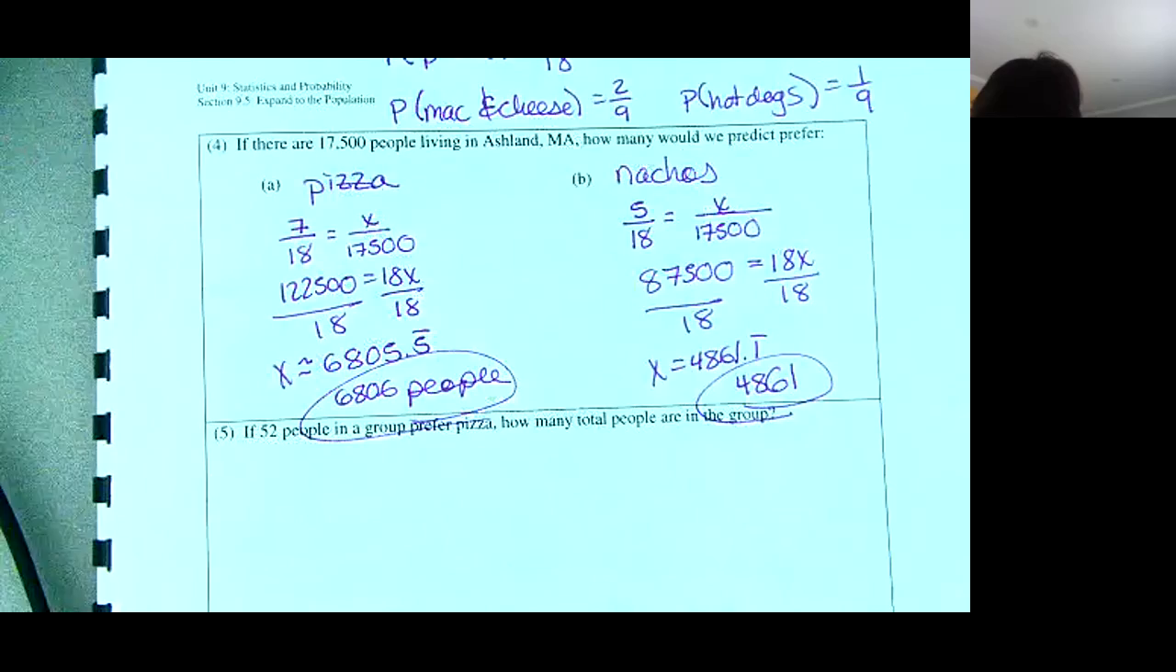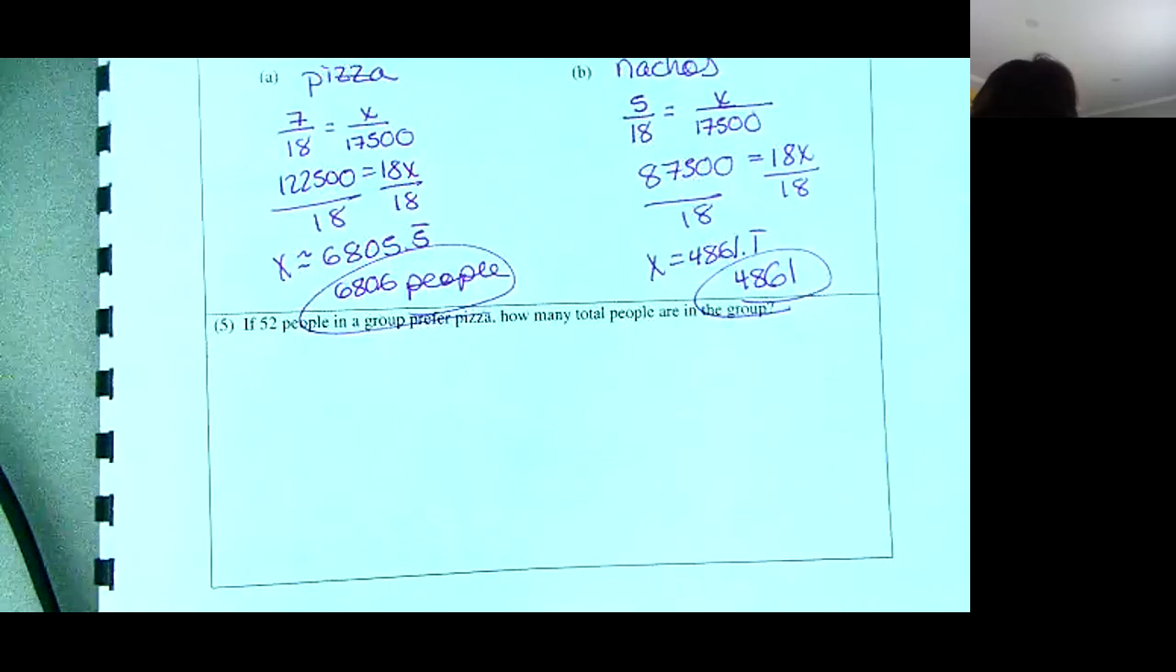If 52 people in a group prefer pizza, before we do that, I think I need to wait just one moment. Are you okay, Anna Julia?